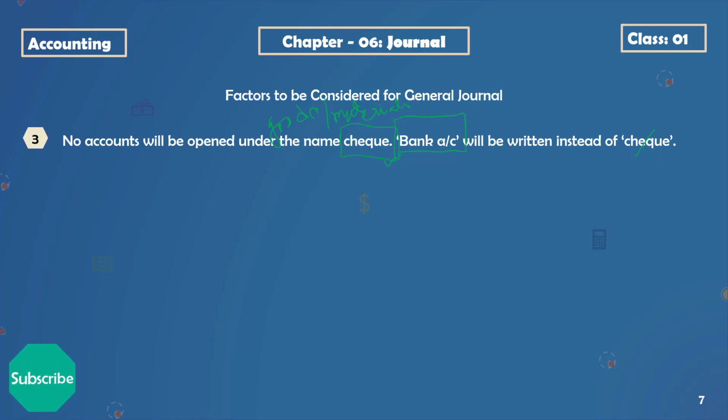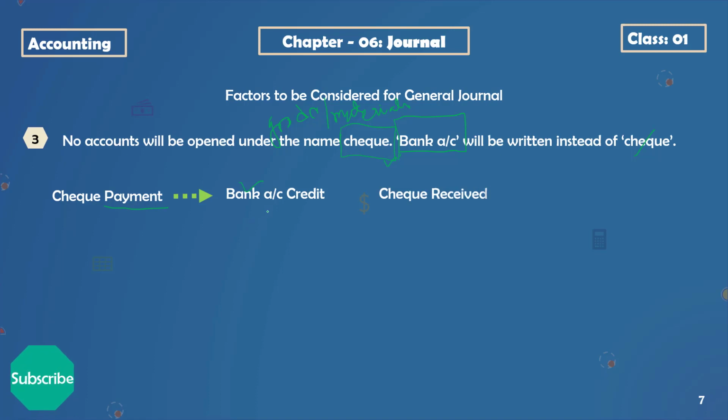Okay, have a look at this example. Have a look at this formula. For check payment, you have to write bank account credit. For check payment, remember this very carefully. For check payment, you have to credit bank account.